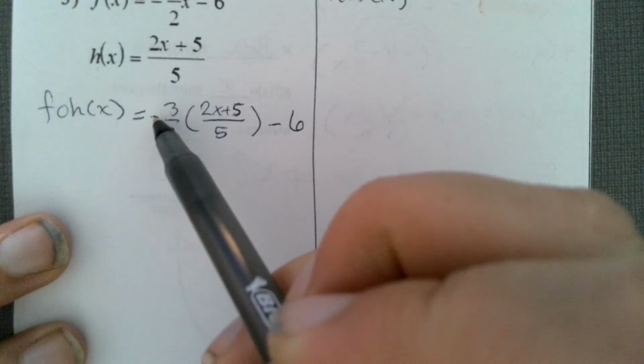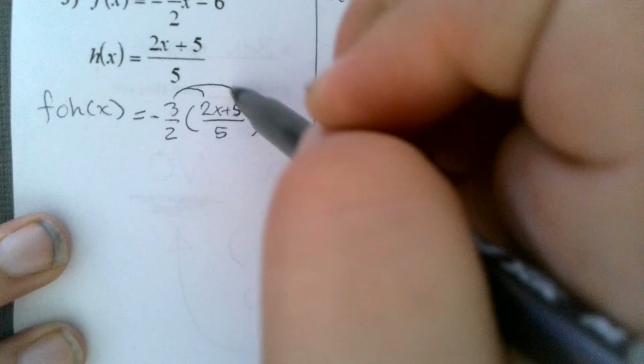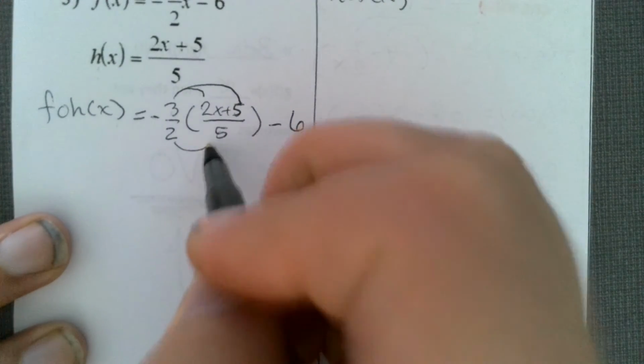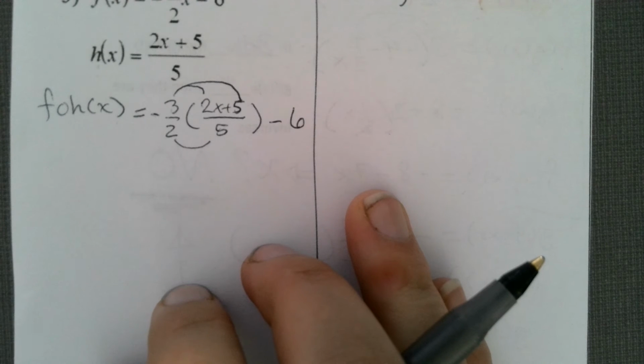Okay, what's it called when you have a number in front of a parentheses? What do you do? Distribute. The 3 is going to go to the top, and the 2 is going to go to the denominator. Ivan, go ahead and popcorn to anybody you want.